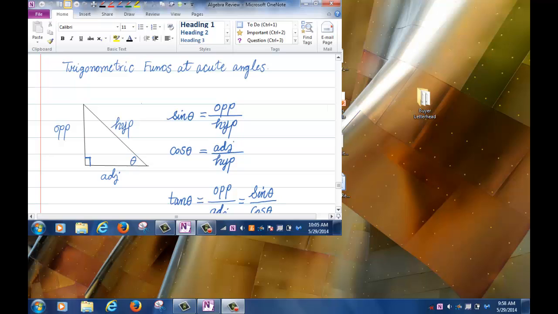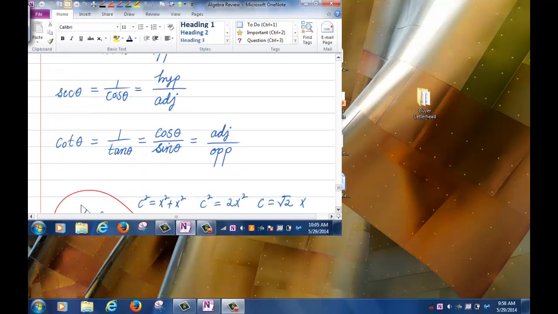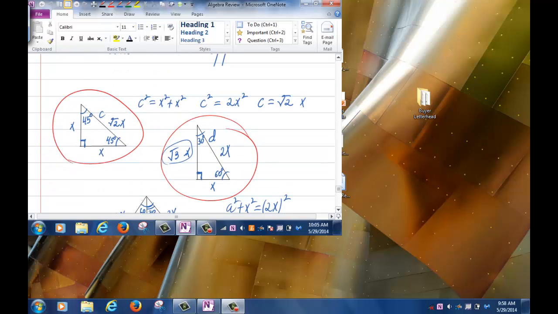And then what are the other ones? Well, cosecant is the reciprocal of sine. Secant is the reciprocal of cosine. Cotangent is the reciprocal of tangent. So that's what we have here. So that was our definition for the trig functions at acute angles.